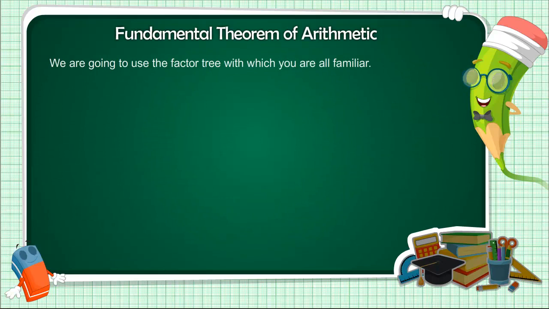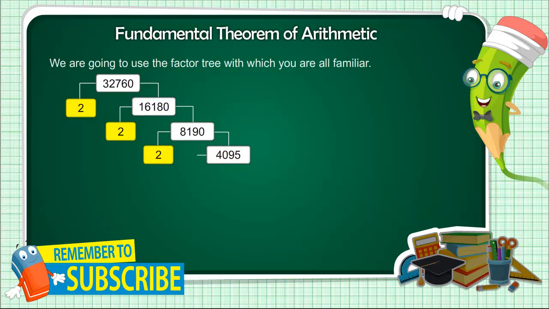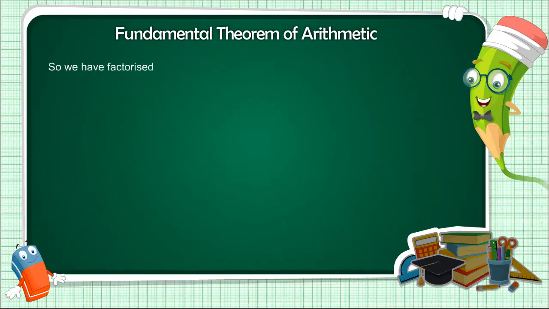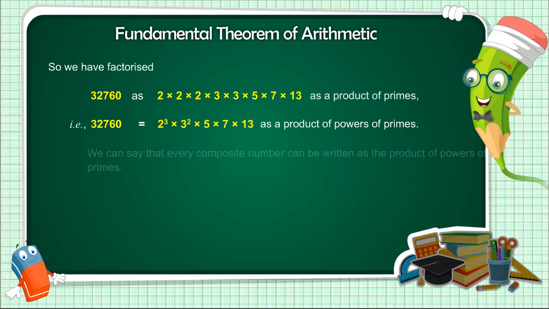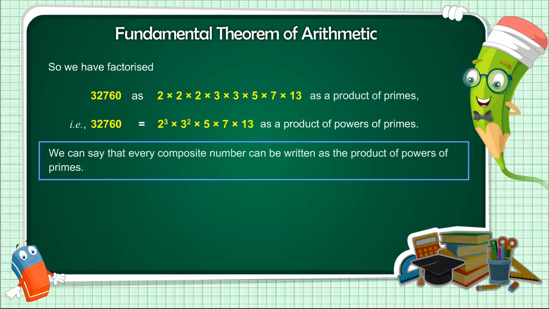We are going to use the factor tree with which you are all familiar. So we have factorized as a product of primes, as a product of powers of primes. We can say that every composite number can be written as the product of powers of primes. In fact, this statement is true, and is called the fundamental theorem of arithmetic.